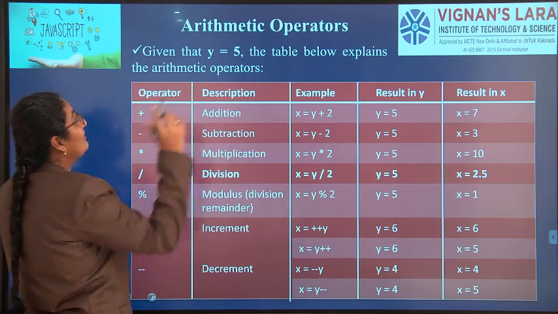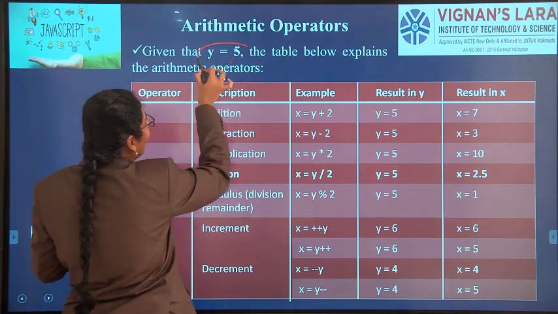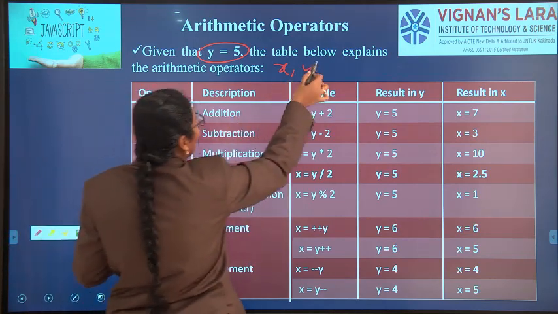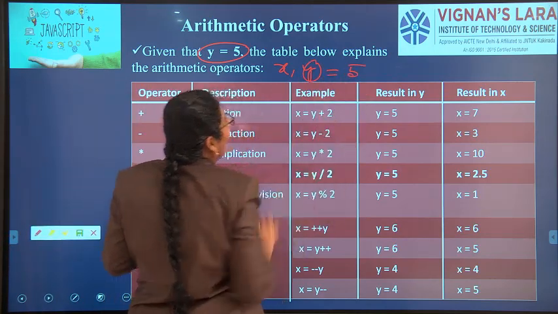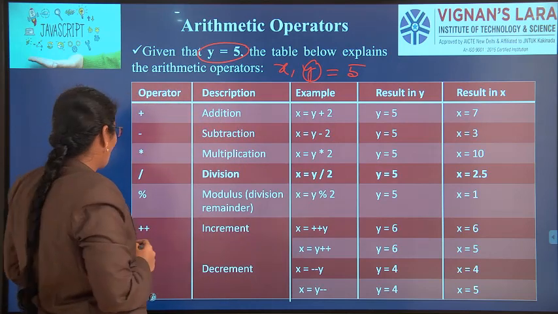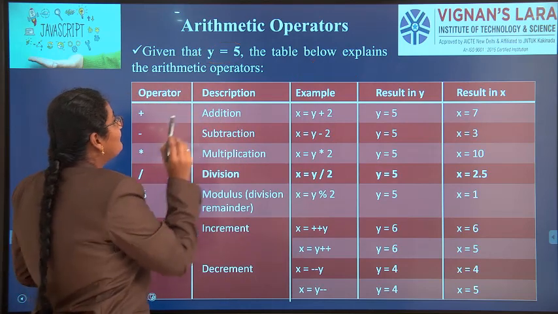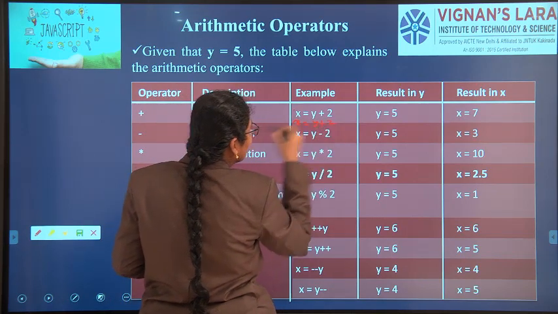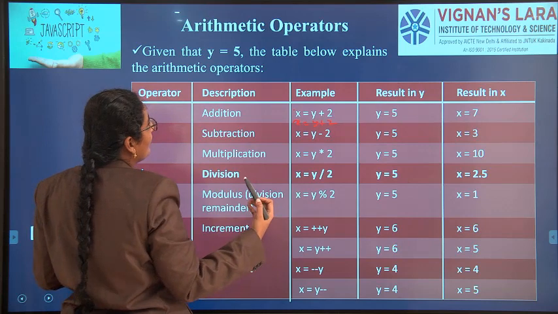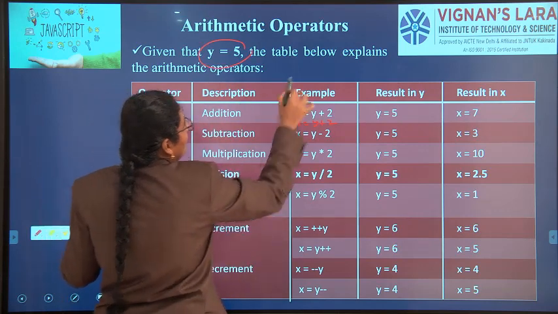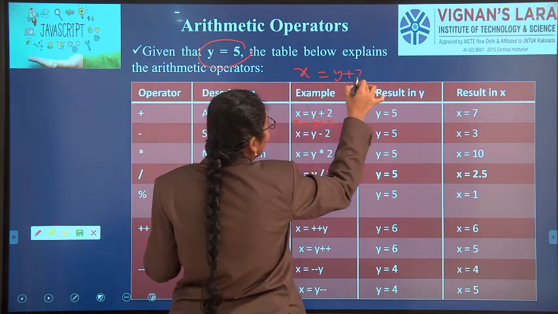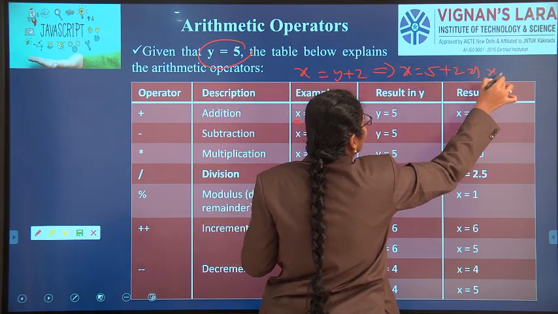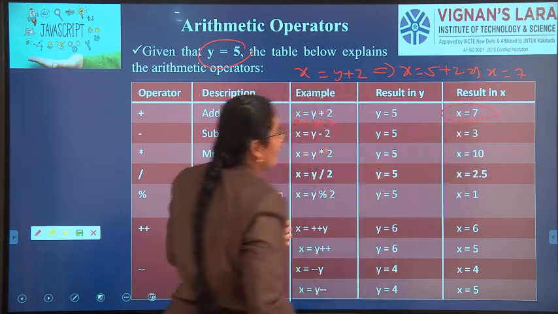So we'll see one by one. What I have done here is, I have taken the variables x and y. x and y are 2 variables and the value of y I have assumed as 5. I wanted to show you an example and tell you about these operators. So see, what is the example? x equal to y plus 2. What is the value I have taken for y? 5. So x equal to y plus 2 is nothing but x equal to 5 plus 2, nothing but x equal to 7. That's what we got here.